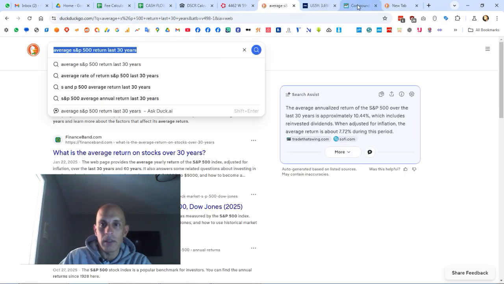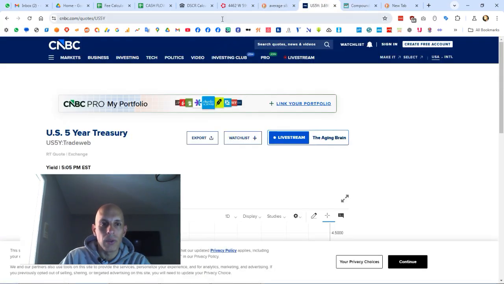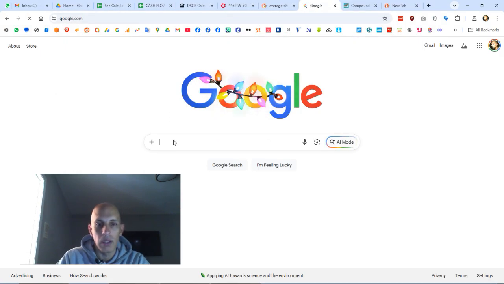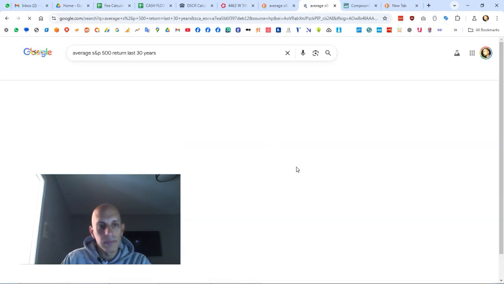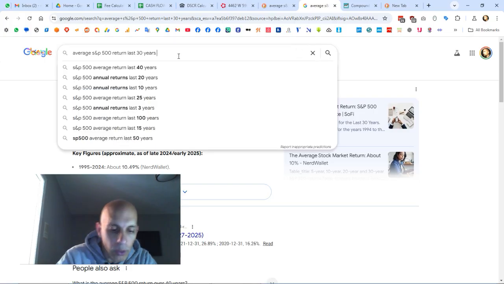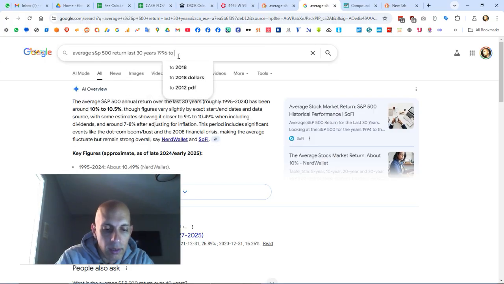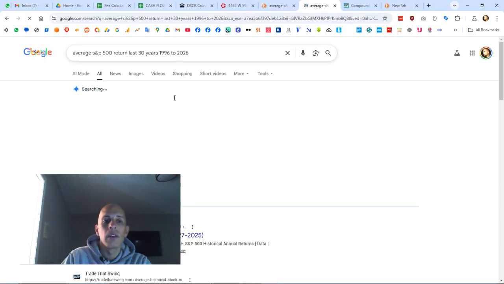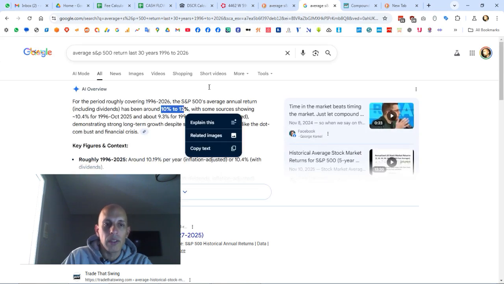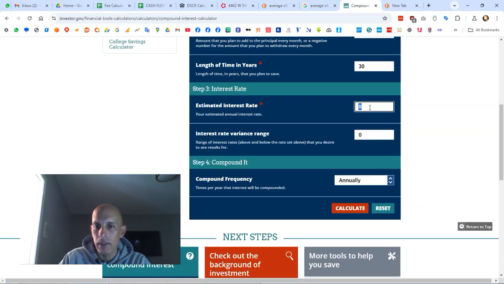So that doesn't return anything, so we've got to go to the all-knowing Google, which has some AI built in there, and let's see what they say. So 10 to 10.5. So this is from 1995 to 2024. So we're going to go 1996 to 2026. So this has been between 10 to 12%. So we're going to select the middle, which is 11%.